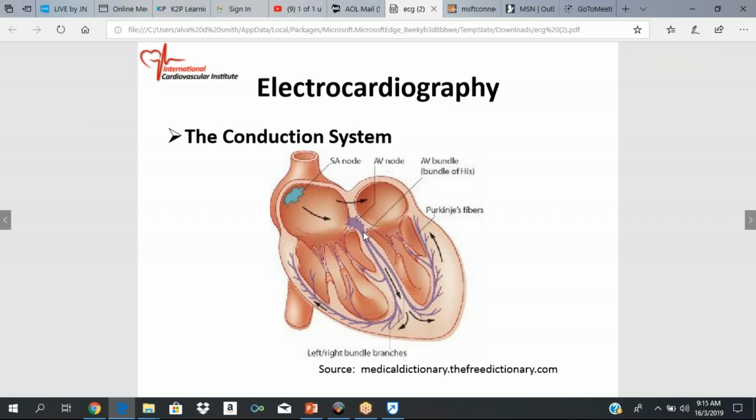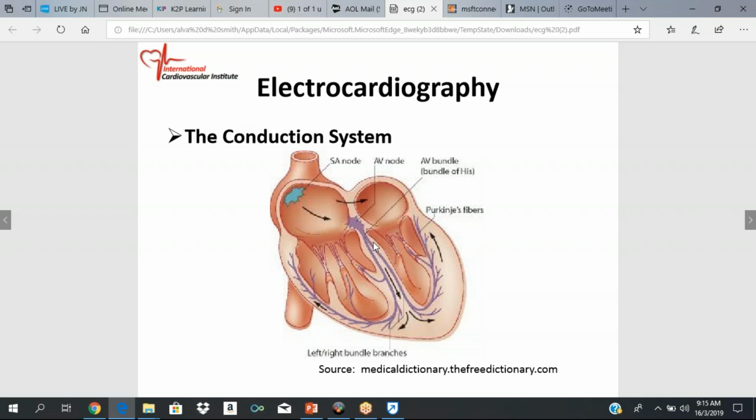So to get a good understanding, think about it in terms of wire, like how you'd wire your house. You have a series of power stations, then these are wires. This specialized wire we call the AV bundle, or the bundle of His. This is the bundle of His, specialized wire that comes from the AV node. This bundle of His splits, and you get a left bundle branch and a right bundle branch.